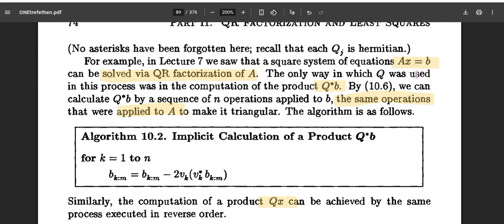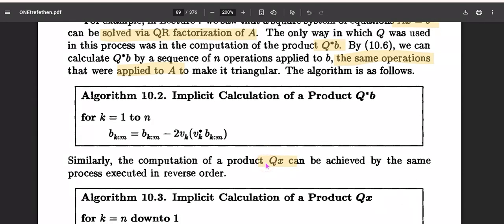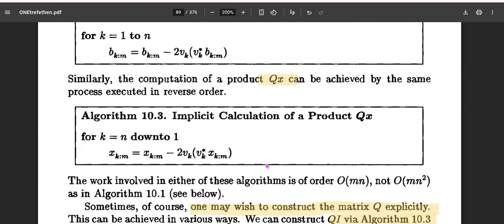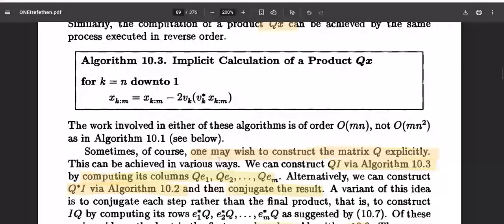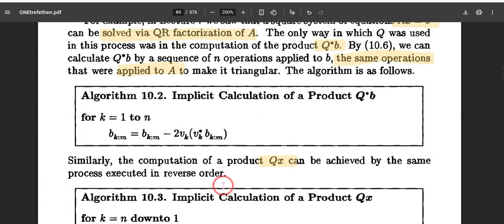Whenever we apply the operations to the matrix A, we can apply similar operations to b, which is reflected in 10.2. Similarly, Qx can also be computed by applying the same operations as applied for A, so that Qx is computed at the end from the reversed order n to 1. Similarly, when we want to compute Q explicitly, we apply it to the identity matrix columns from e1 to em, using either 10.2 or 10.3.